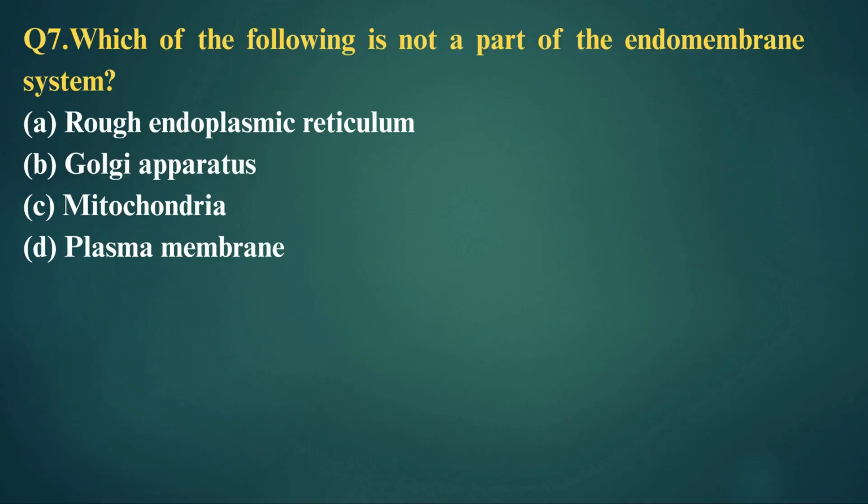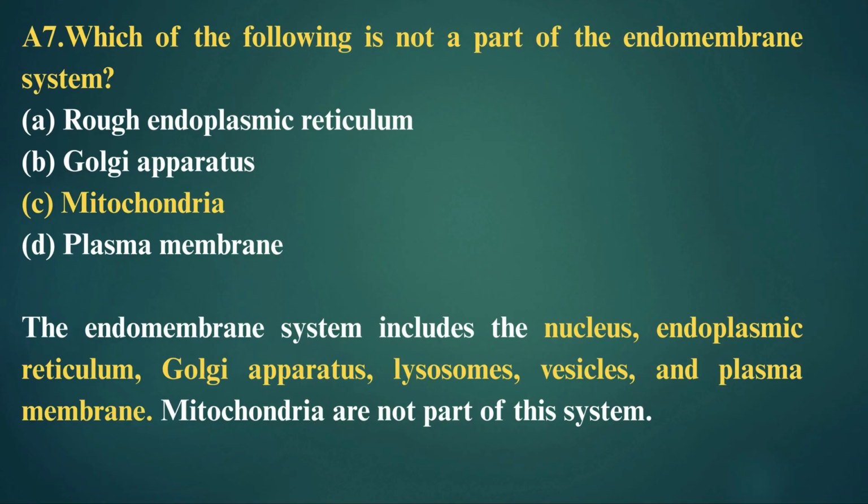Question 7. Which of the following is not a part of the endomembrane system? A. Rough endoplasmic reticulum. B. Golgi apparatus. C. Mitochondria. D. Plasma membrane. Answer is option C. Mitochondria. The endomembrane system includes the nucleus, endoplasmic reticulum, Golgi apparatus, lysosomes, vesicles, and plasma membrane. Mitochondria are not part of this system.